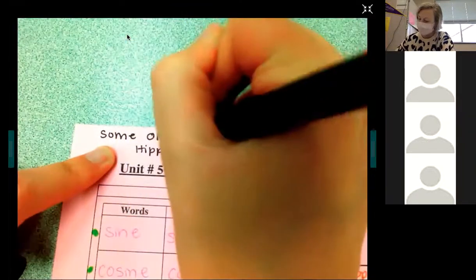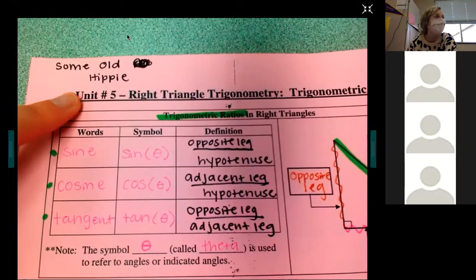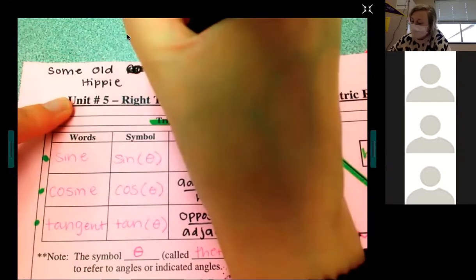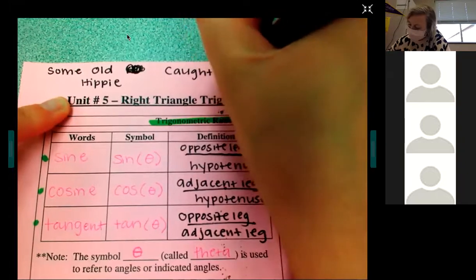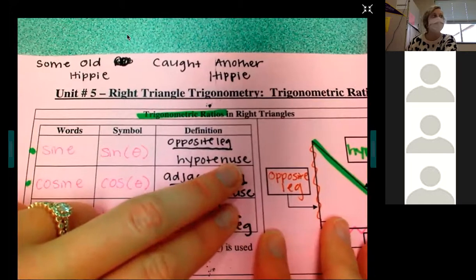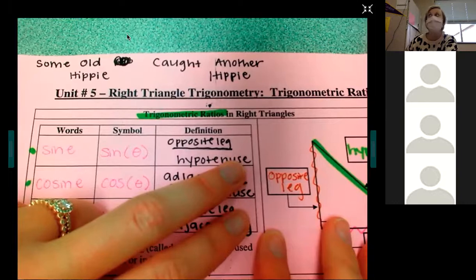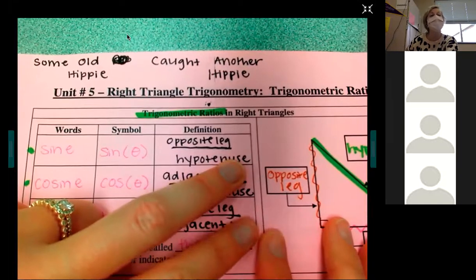Actually, let's do it like this. Some old hippie. If you don't like the word hippie, you can say homie. I don't care. That's fine. Some old homie, some old hippie caught another hippie. Write it just like I'm writing it, which means old should be over hippie, another should be over hippie. Some old hippie caught another hippie.